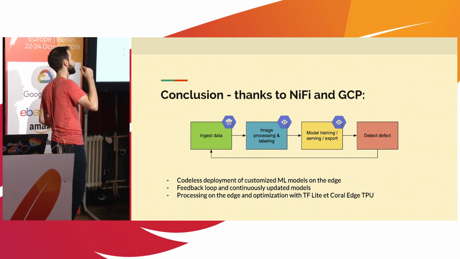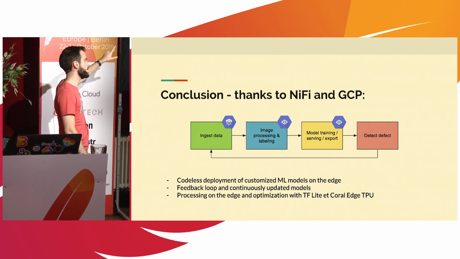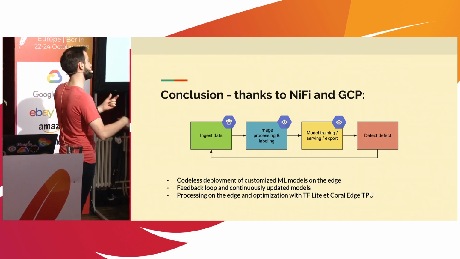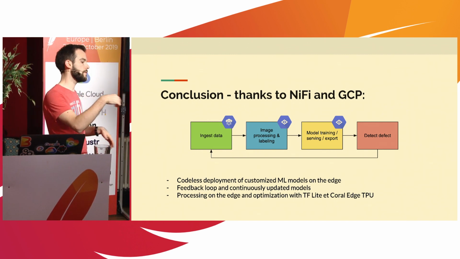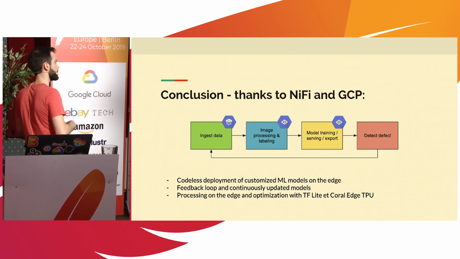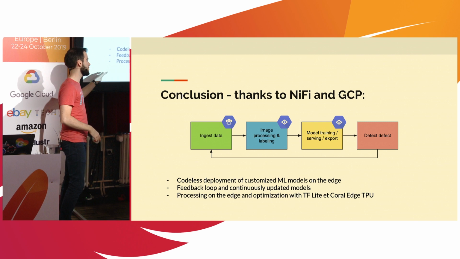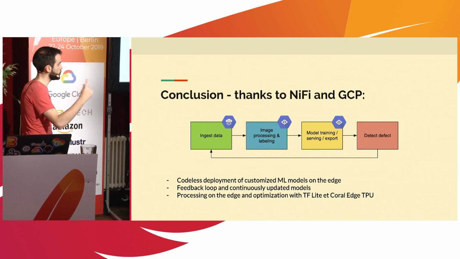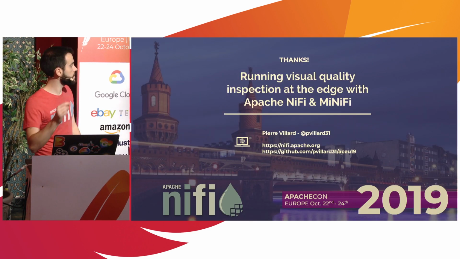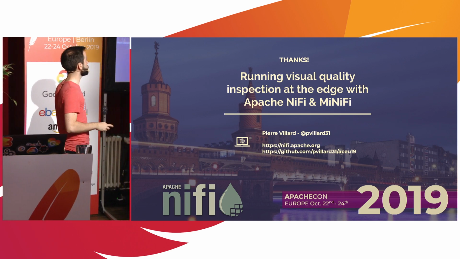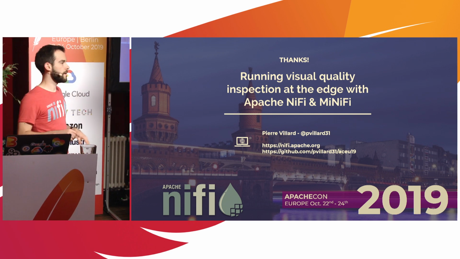So you did everything without writing any code, except the Python script I showed at the beginning to take pictures. You have the feedback loop. You don't have to manually do anything except for labeling the pictures that are below a given threshold that you want to actually look into. And you can do the processing on the edge using TensorFlow Lite and boosting your performance using the Coral Edge TPU. And that's it.